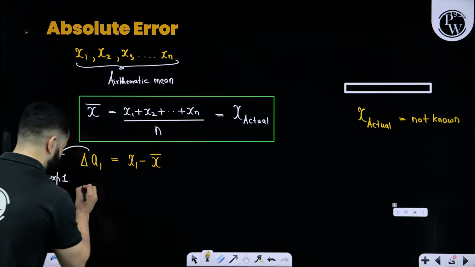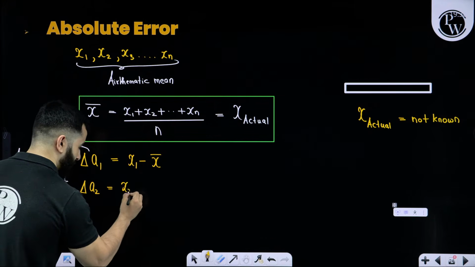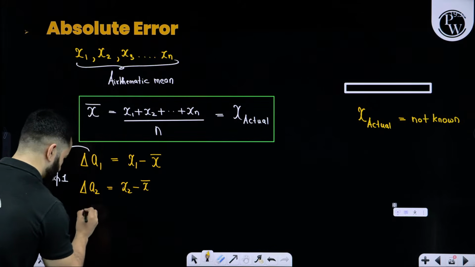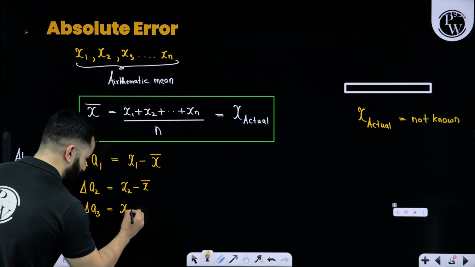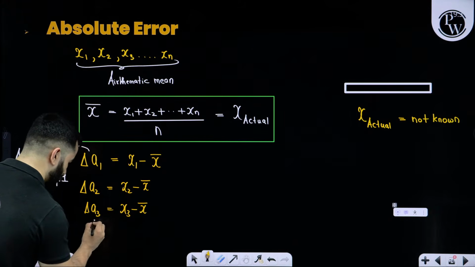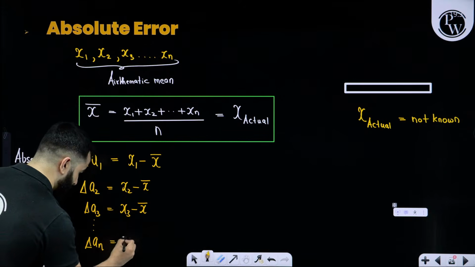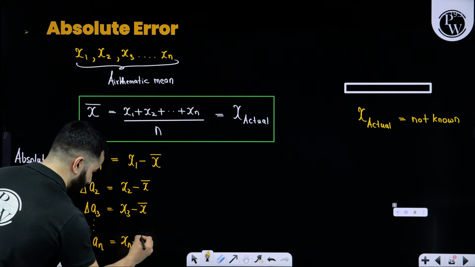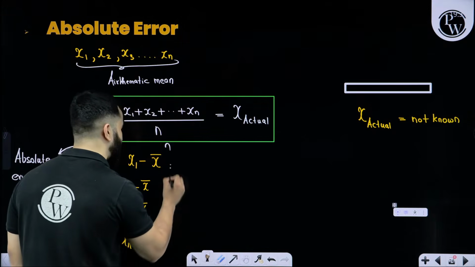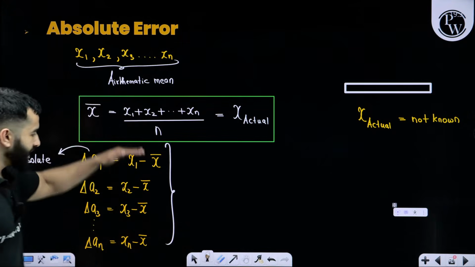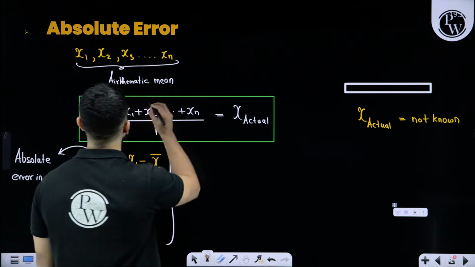Then you have got delta A2, that will be written as x2 minus x bar. Then you have got delta A3, this will be written as x3 minus x bar, and then so on. And you have got delta An, and you can write it down as xn minus x bar. And then we can take the average of all of these errors. That will be called as mean absolute error.